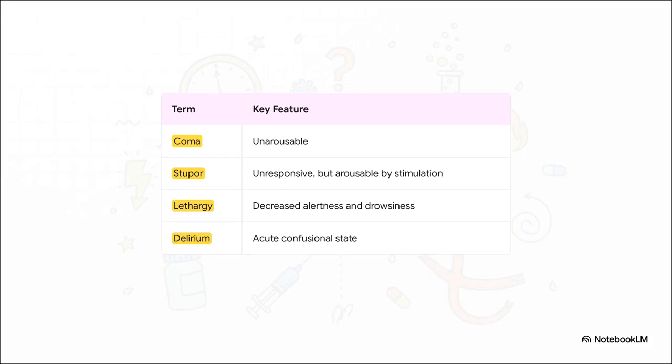We have to distinguish between changes in the level of consciousness versus changes in the content of consciousness. So things like lethargy, stupor, and coma, that's a spectrum of arousal. The patient is progressively less arousable. Delirium, on the other hand, is different. That's an acute confusional state, a problem with attention and cognition. Just making this initial distinction can dramatically narrow your differential.